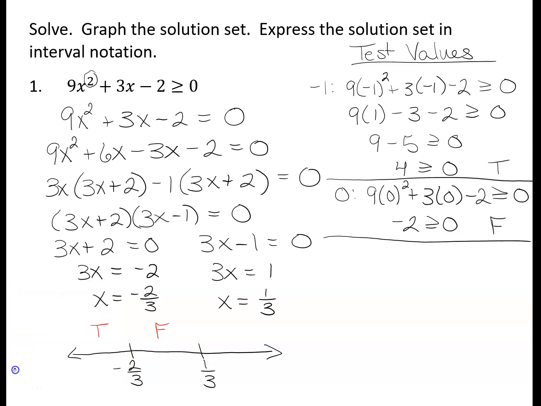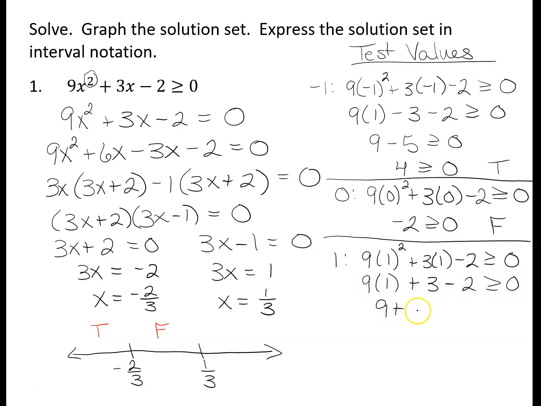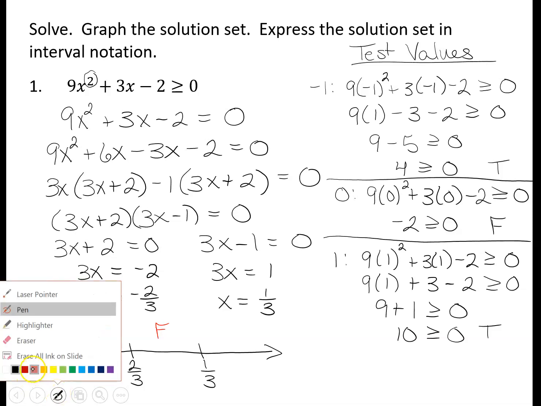And then we have one more interval to check. So we're going to the right of 1/3. We could take a positive 1 or any number further out. I'm going to use 1. So we've got 9 times 1 squared plus 3 times 1 minus 2. So 1 squared is 1. So it'll be 9 plus 3 minus 2, which is 10. 10 is greater than or equal to 0, and that is true. So we've got true for our third interval.